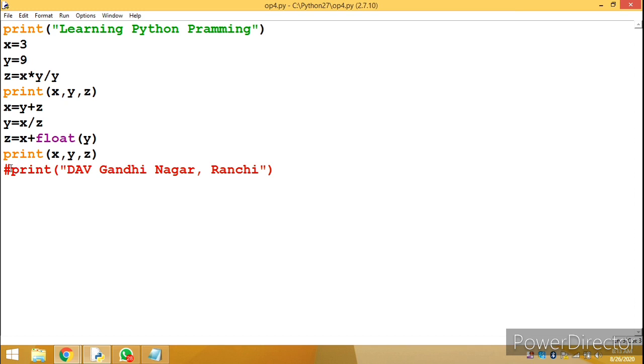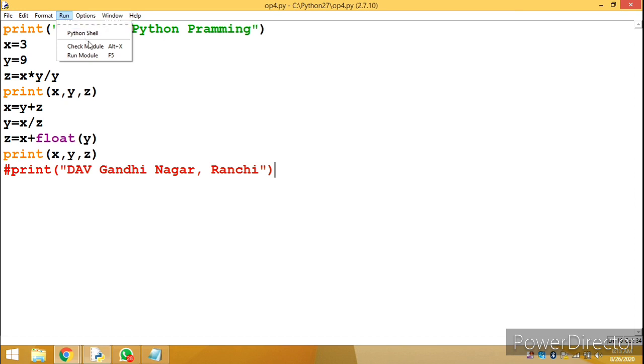But this print statement is starting with a slash sign. What is the use of the slash sign? Who will tell me? Sir, to write a comment. Yes, it is a single line comment. So this line won't get executed, as it is for the user. This statement, DAV Gandhinagar Ranchi, our school name, won't get executed.